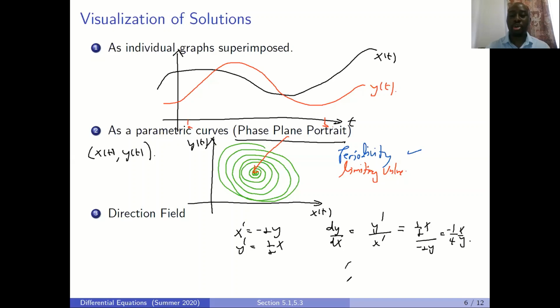And then at each point, you can plot 1 and minus 1/4 x over y, which is going to be the slope of your tangent line at each point, rise over run. And so with this, you can visualize the family of solutions.